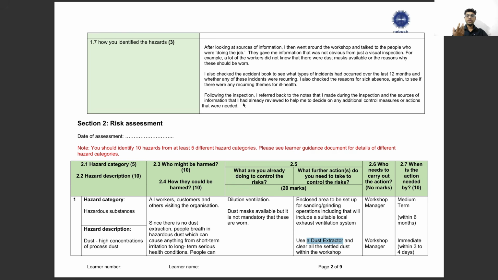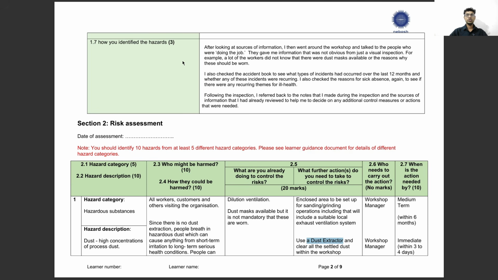Also, the inspection notes and the sources of information that were reviewed can be put here. So with the help of the internal source of information and external source of information, gaining that knowledge, we are identifying the hazards in this particular place. So this is 1.6 and 1.7.